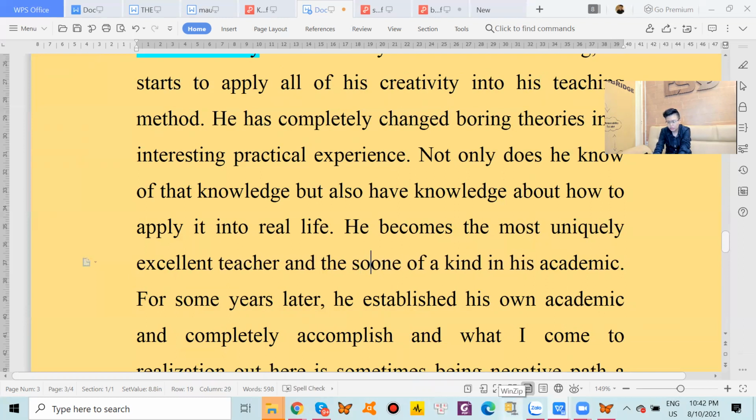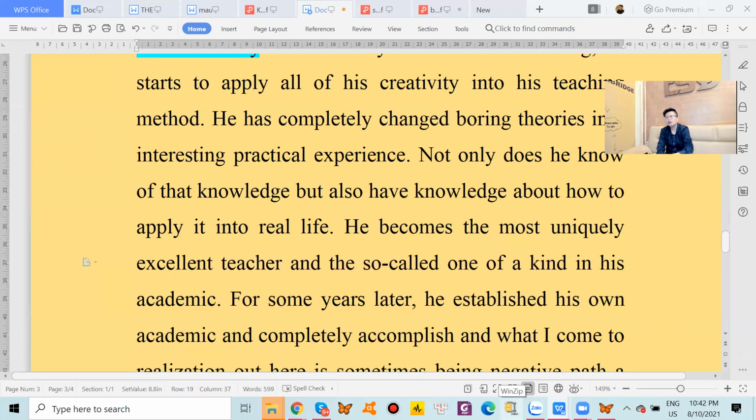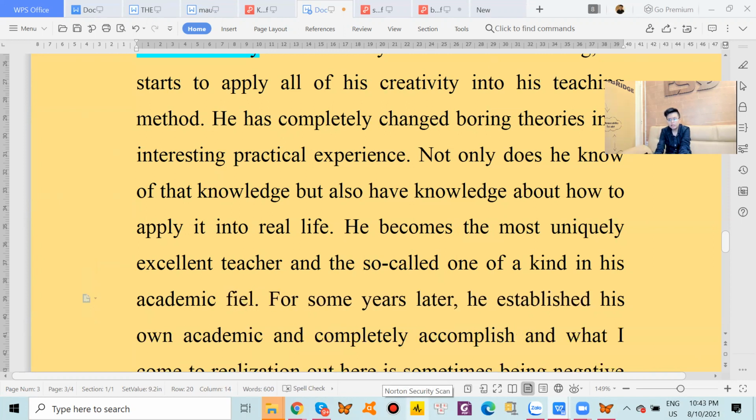And the so-called, you can say the so-called means everybody considers you as a person like this. So when it comes to a new person to you, I just listen to other people around me. Again, I just follow what they said about you. So I will say a so-called teacher, a so-called manager. So the so-called one of a kind in his academic is not a noun in English, miss. Academic is an adjective. So you need to put one more noun: in his academic field.